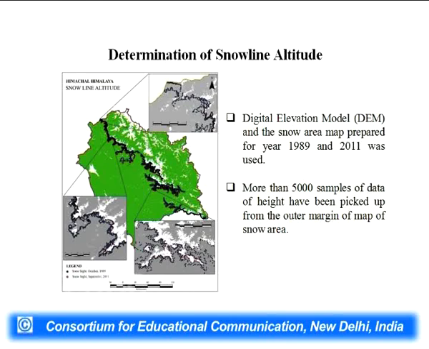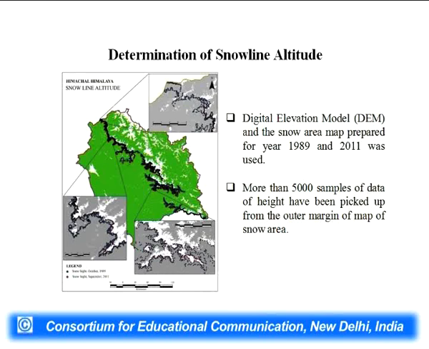Determination of snow line altitude was also performed in that area. For this, I have taken 5,000 samples of height picked up from the outer margin of the snow area map. The snow area has been demarcated, and from that snow area, the last points where snow has been seen have been taken. All the readings of the 5,000 points have been averaged, and the average value shows a shift of the snow line from the lower area to the upper area of around 240 meters from 1989 to 2011.